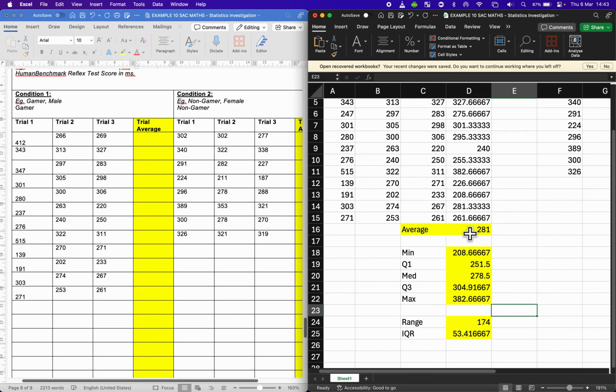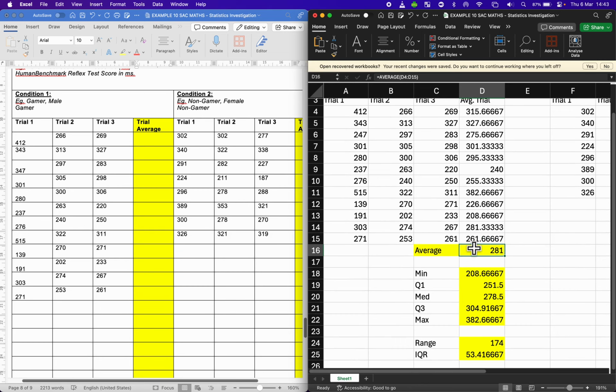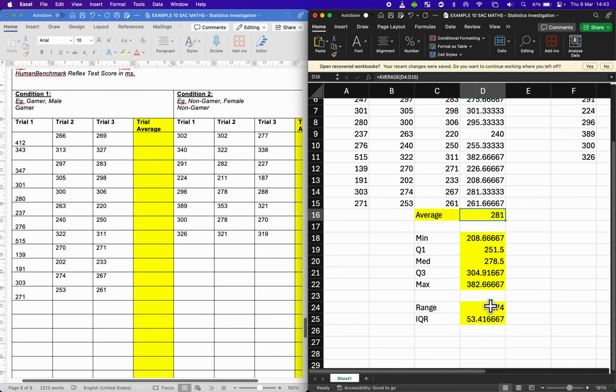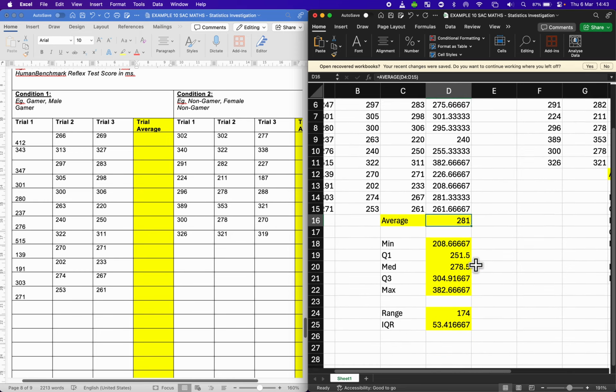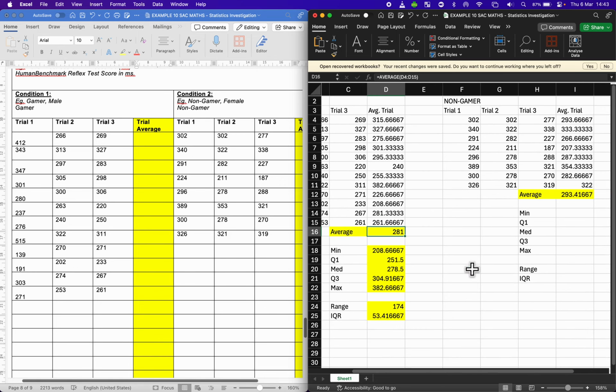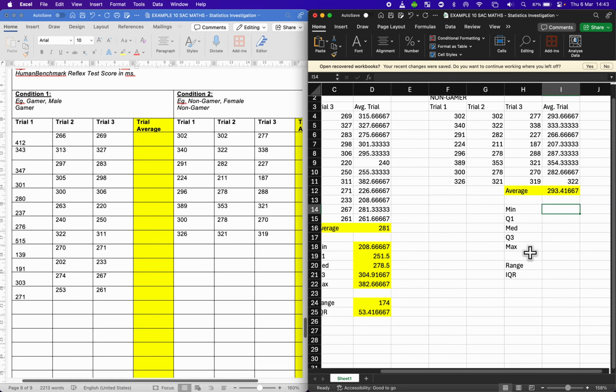So we have the average reflex score for the gamers here. We also know how spread out they were with the two measures of spread. And we also have the median as well, which is 278.5. If I'm doing this investigation, I want to compare these two groups. So I want to do the same thing here.